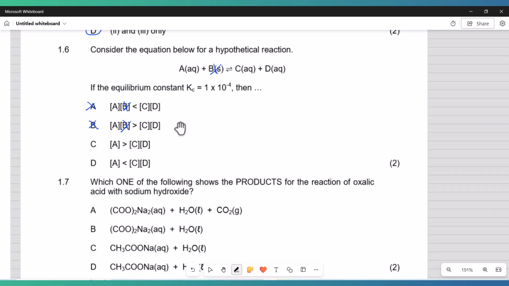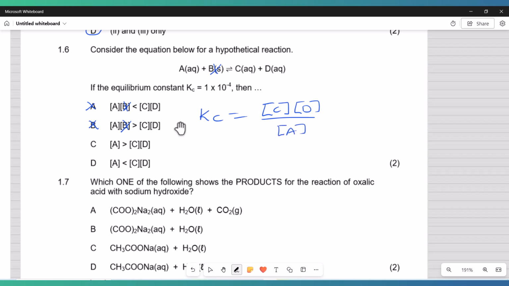Okay, now if you look at our Kc for this particular equation, it is going to be given by Kc equals the concentration of C, multiplied by the concentration of D, then divided by what? Divided by the concentration of A, okay.